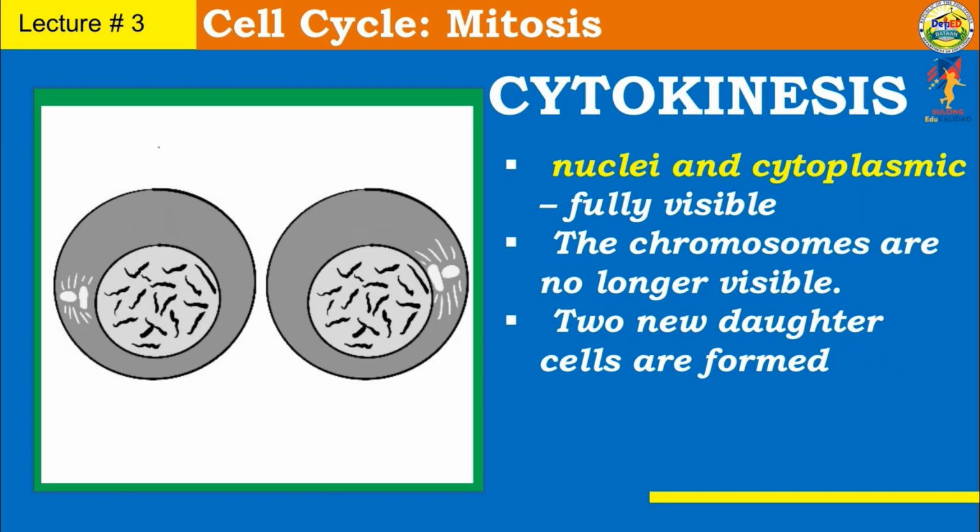Last one, we have the cytokinesis. So what happened during cytokinesis? So during cytokinesis, in some references, it is referred to as the late telophase. So during cytokinesis, the nuclei and cytoplasmic contents of the daughter cells are fully visible. The chromosomes are no longer visible. The constriction continues, forming the cleavage furrow, which pinches the cell into two, and two new daughter cells are formed, each with a complete set of chromosomes as the parent cell.